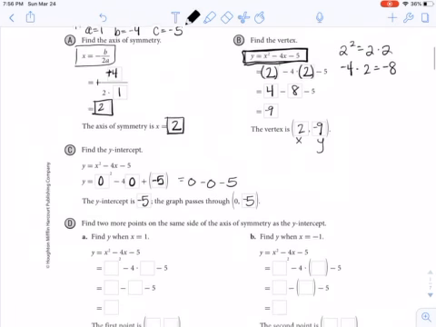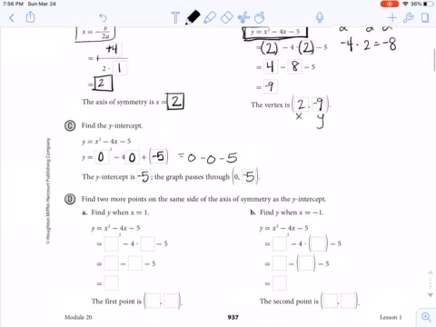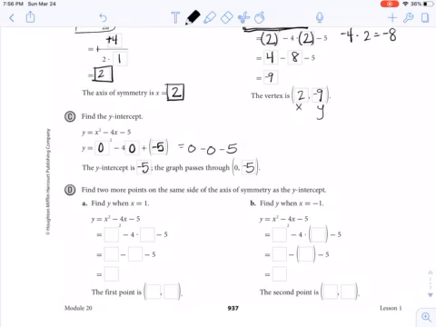Okay. And so for part D, we're going to find 2 more points on the same side of the axis of symmetry as the y-intercept. So find y when x is 1. And so we're going to plug in 1 for every x value. So we have x squared minus 4x, which we're plugging in 1 for, minus 5. And so we have 1 minus 4 minus 5. And so we should get a negative 8. And so the first point is 1, negative 8.